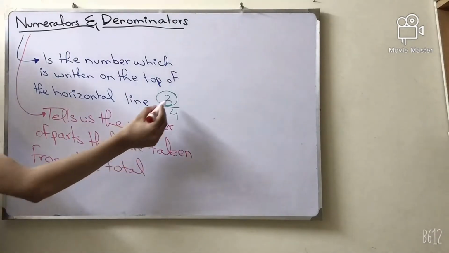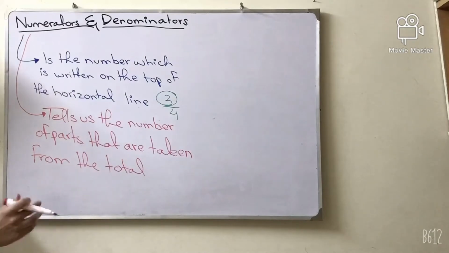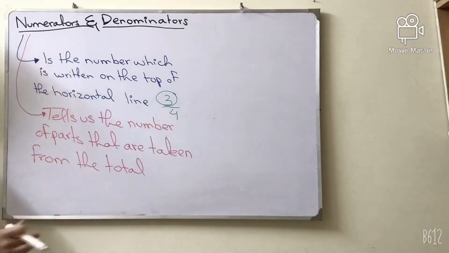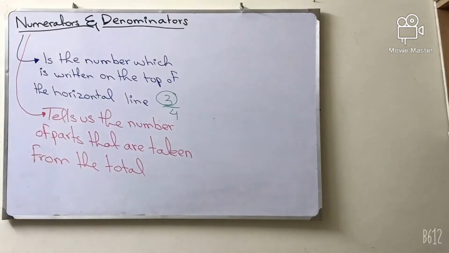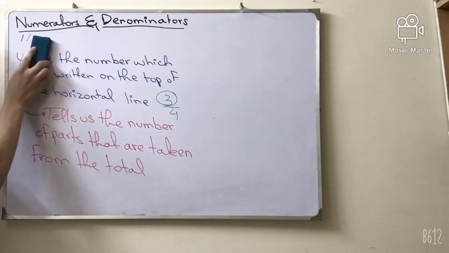For example, 3 by 4 tells us that out of total of 4 parts, 3 parts are taken. Now let's move on to denominator.